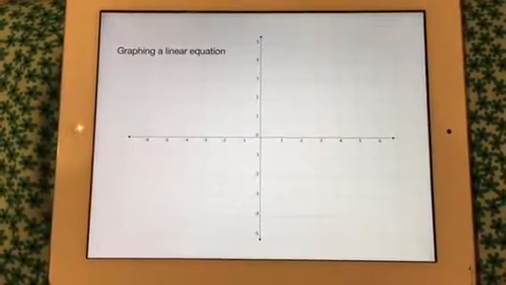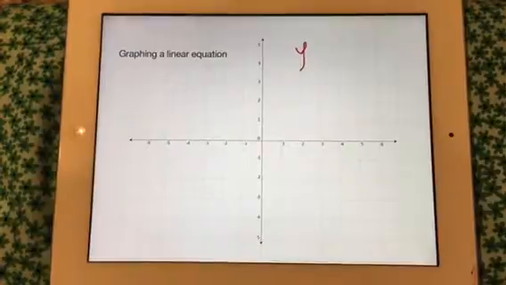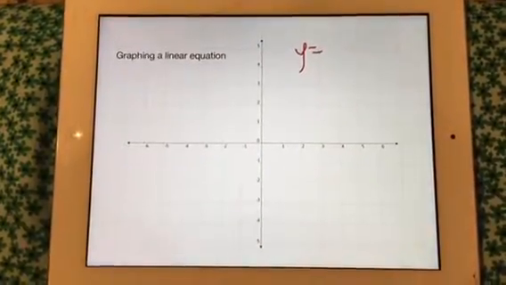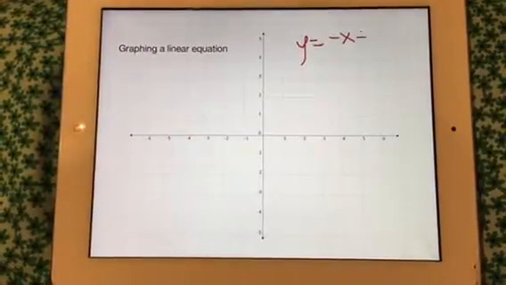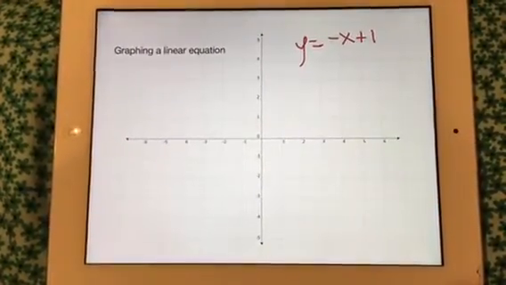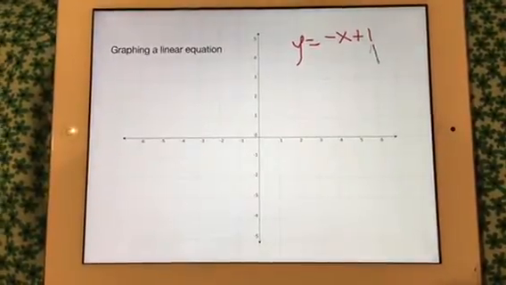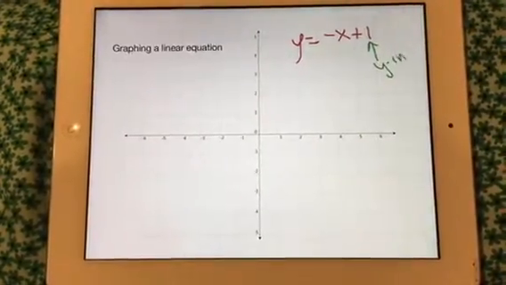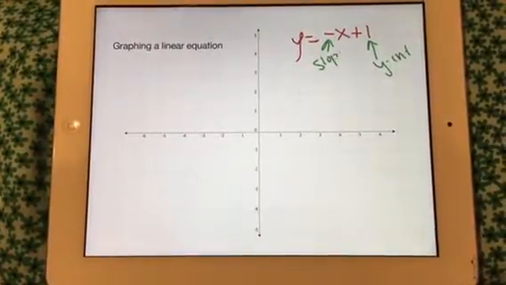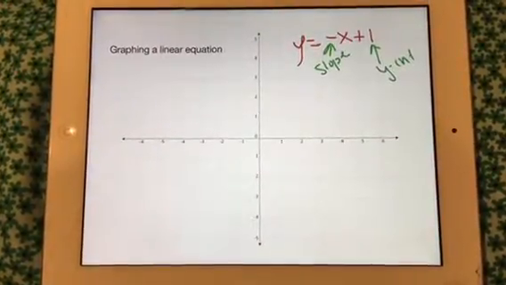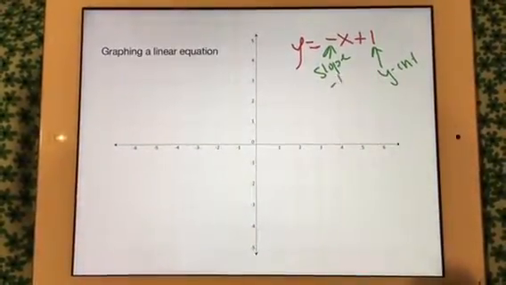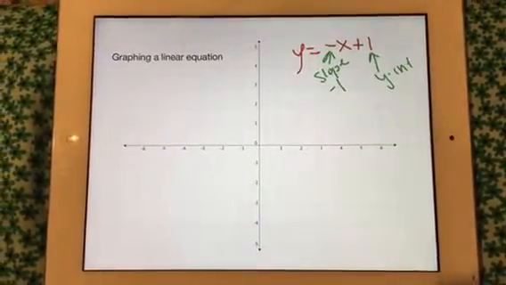So our first example is going to be y equals negative x plus 1. Alright. So I'm still going to need those two pieces of information. I still need to know my y-intercept and my slope. In this example, the slope is a negative 1. Remember, it's that number in front of the x, so it's a negative 1 because there's an invisible 1 there.